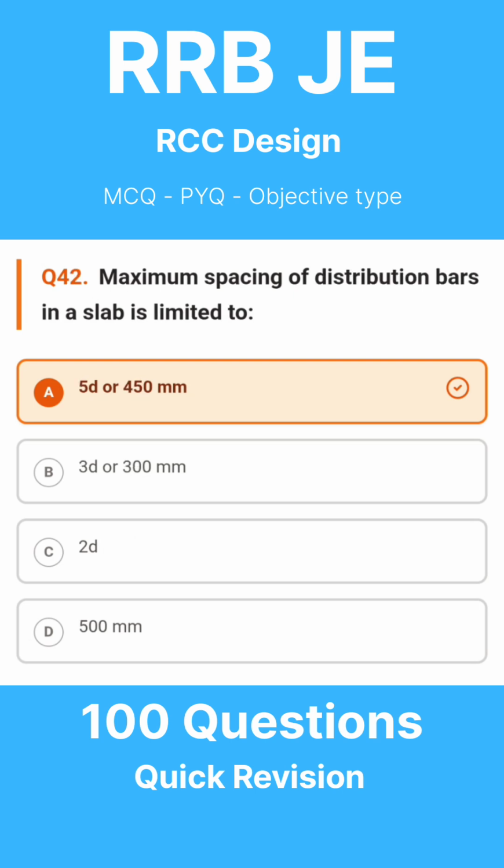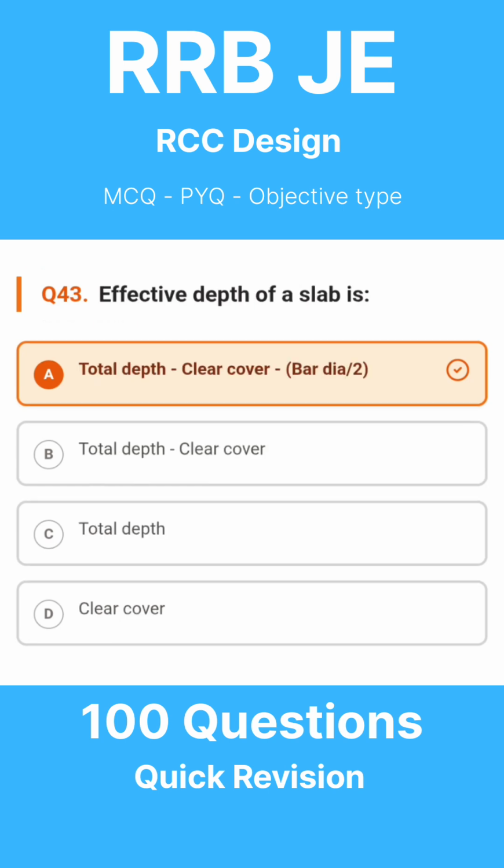Question 42. Maximum spacing of distribution bars in a slab is limited to. The correct answer is 5D or 450 mm. Question 43. Effective depth of a slab is. The correct answer is total depth minus clear cover minus bar dia divided by 2.